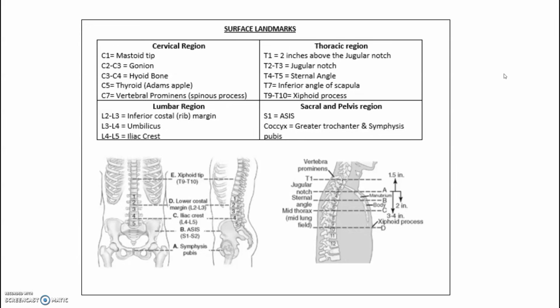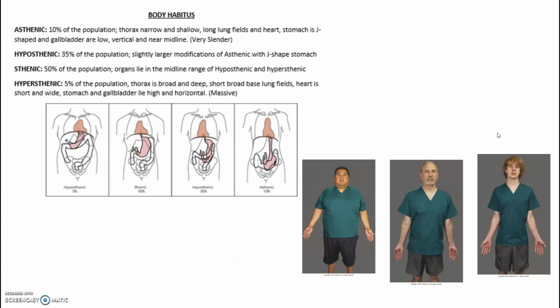Surface landmarks, these you're going to see a lot of over our entire program, and they're going to be on your board exam. So do me a favor, I would make a flashcard or a list of these to practice, and these are a memorization, okay? Memorize the landmark and sort of the level. So where's the mastoid tip? It's at C1. Where is the iliac crest? It's at L4-5. Those, okay, go through those for me.